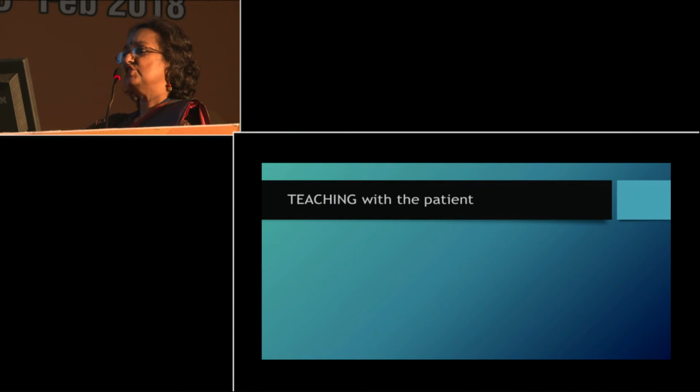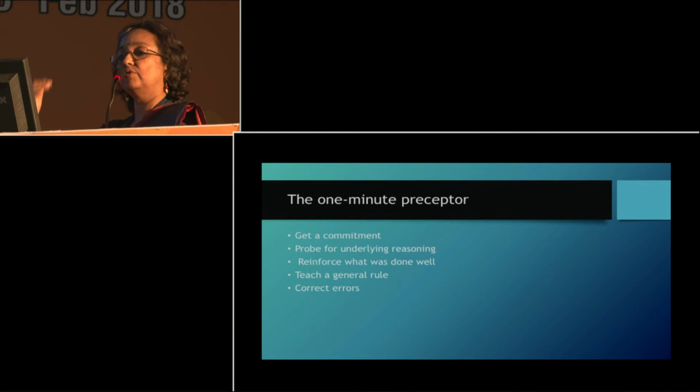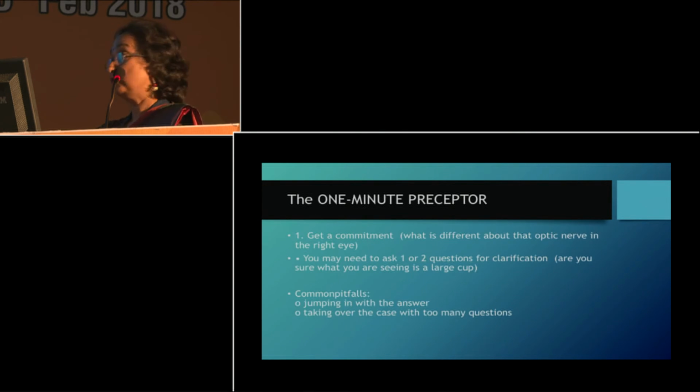Next is teaching with the patient in the room. Okay, so what are the other things you can do? So we are going to look at this under the title called the 1-minute preceptor. The 1-minute preceptor is a technique in which you get a commitment, probe for underlying reasoning, reinforce what was done well, teach a general rule, correct errors. And we look at these. So it only takes a minute to do all this. That's why it's called the 1-minute preceptor.